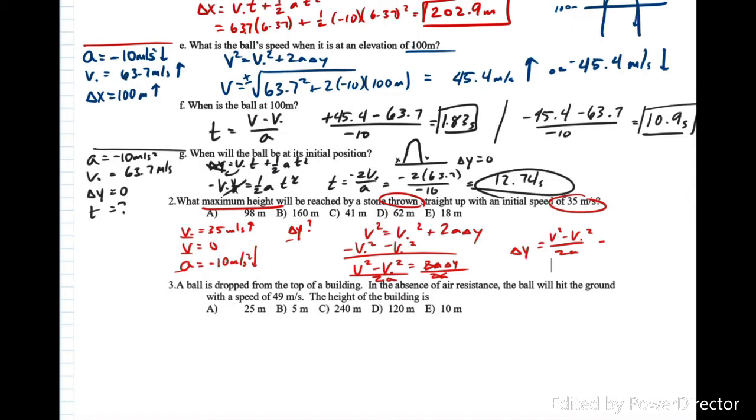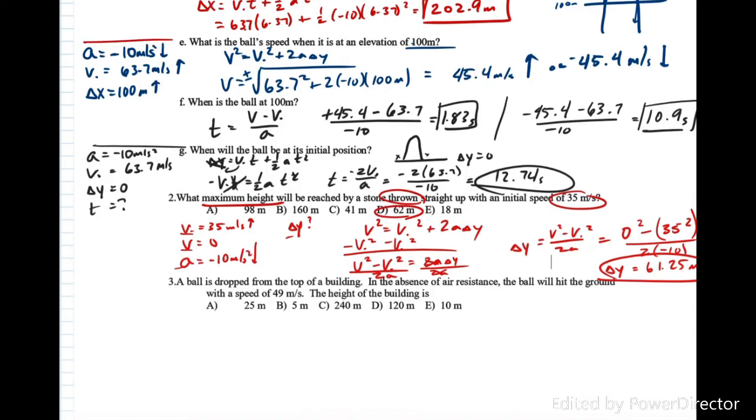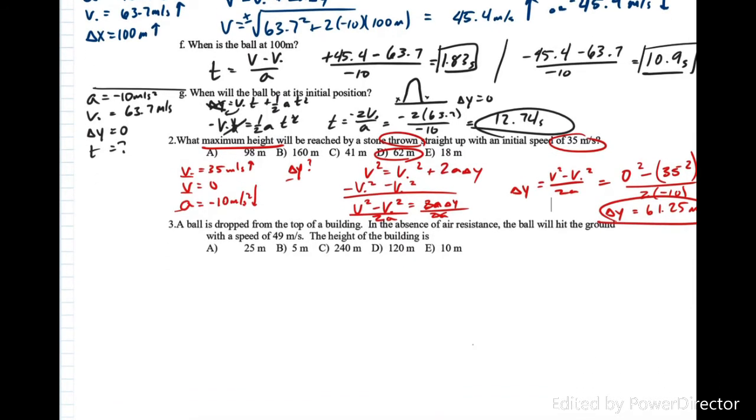If we're going to do that with our numbers, then it's 0 squared minus 35 squared, and 35 squared is in parentheses. That negative sign stays there, divided by 2 times negative 10. Plugging that into our calculator, our delta y comes out to be 61.25 meters. So my maximum height is about 62 meters. Rounding thing.